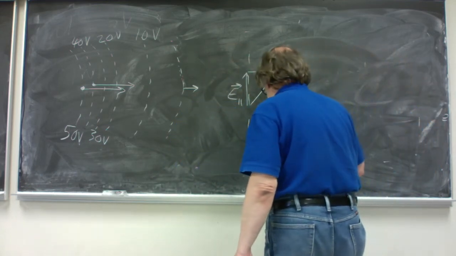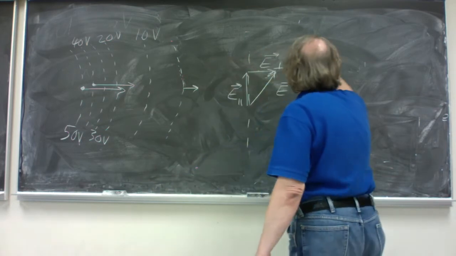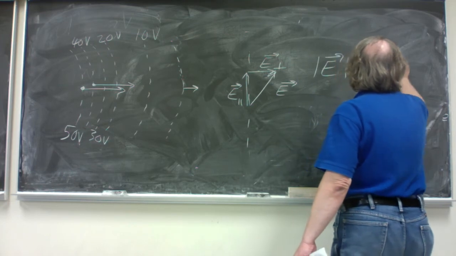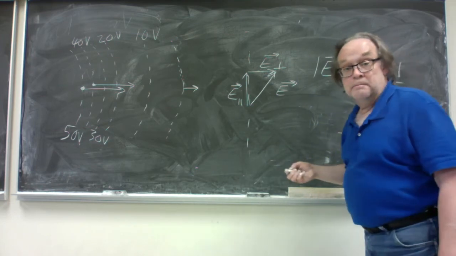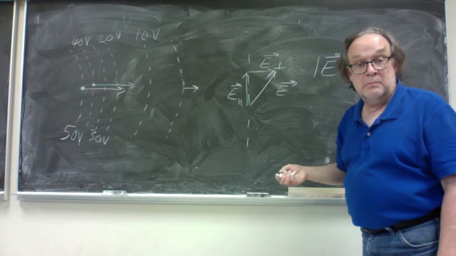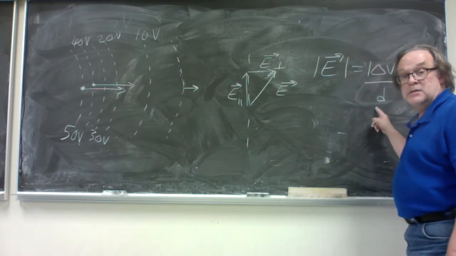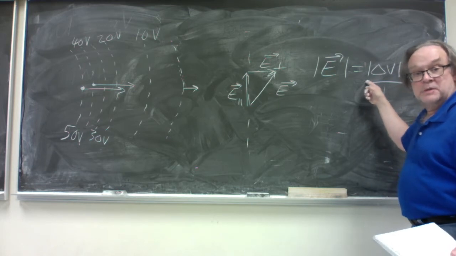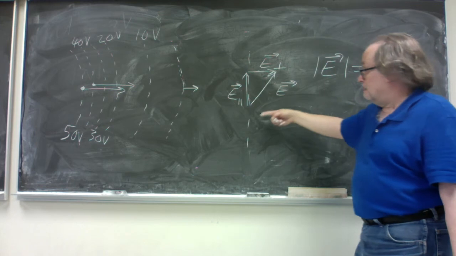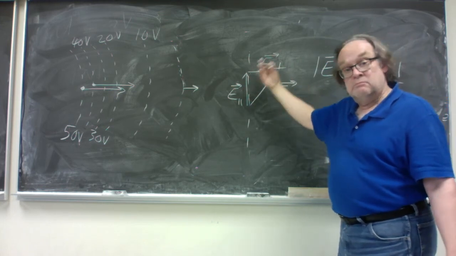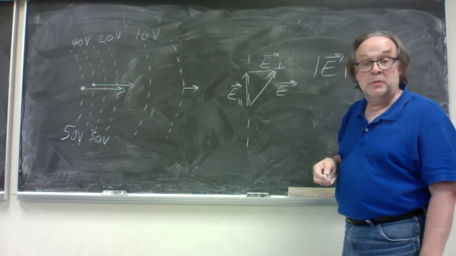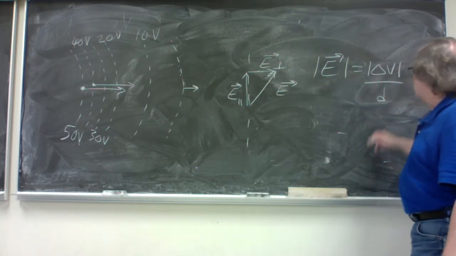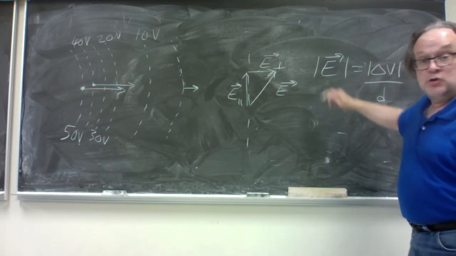Just say that again. Here's our rule. When the potential is the same at 2 points d meters apart, well, if the potential is the same, then of course the difference in potential between those 2 points is 0. And the difference in potential between any pair of points on an equipotential line is 0. That's what it means to be equipotential. They're all the same potential. So if there's no difference in potential, there's no field.